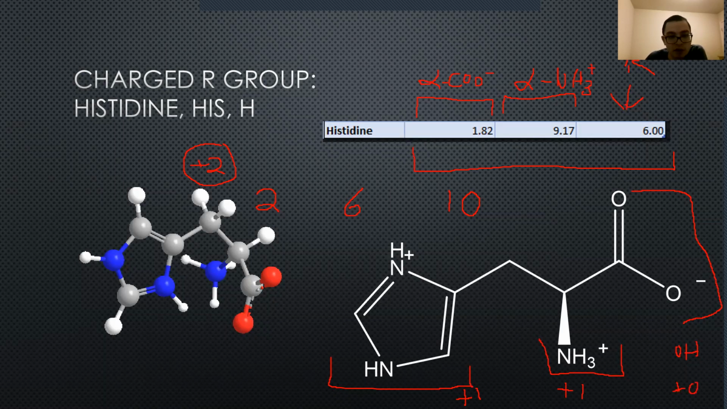So if we increase our pH, when we hit 2, what happens at pH 2? All right, so this is coming back to the Henderson-Hasselbalch again.